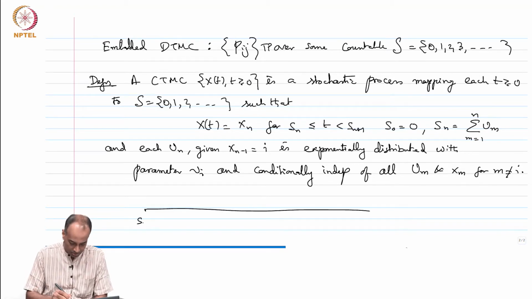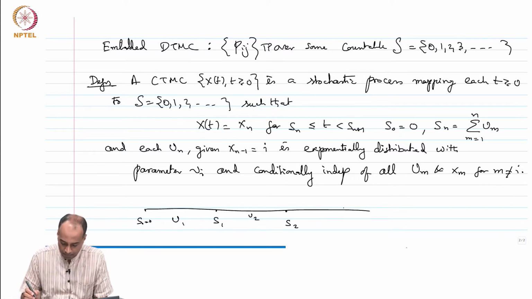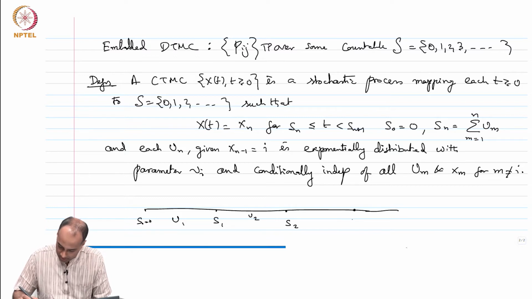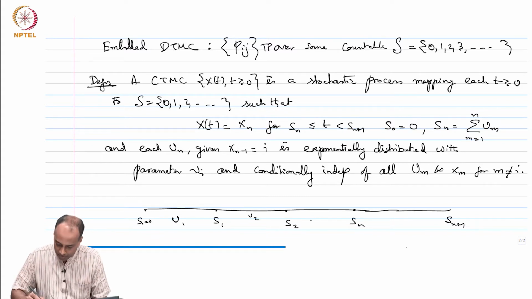So, you have S0 equal to 0. After a certain u1 amount of time, let us say this is S1, and then after u2 amount of time you have S2 and so on. Now, if you just look at this, let us say this is Sn, and that is Sn plus 1.